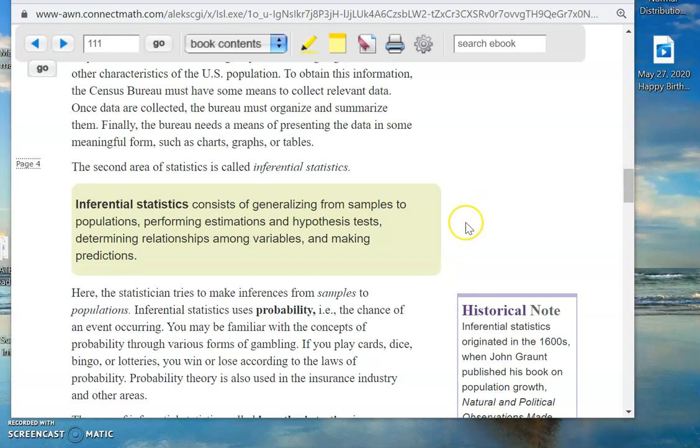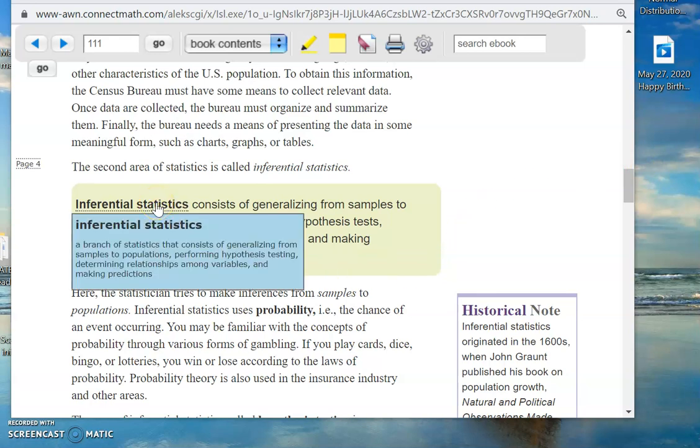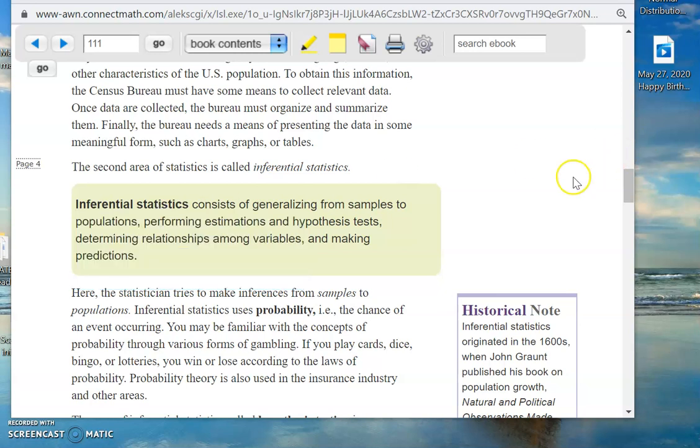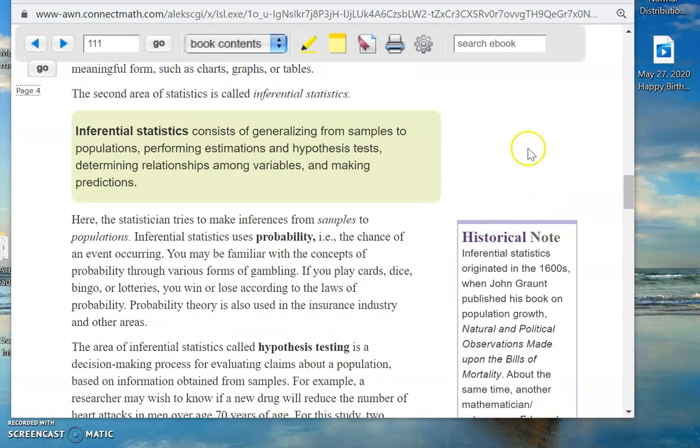So that's what we're talking about here with inferential statistics. We are going to infer, we're going to draw conclusions from information that we have. So we take samples, we perform estimations, we do hypothesis tests, we do all these things that help us make decisions. For example, does this vaccine work? Can we infer that the vaccine is effective and safe based on the statistical analysis that we do?